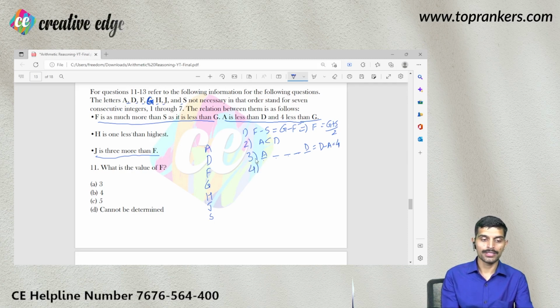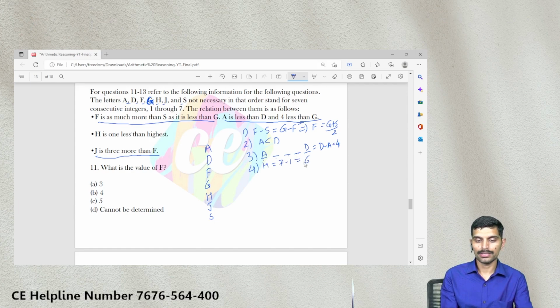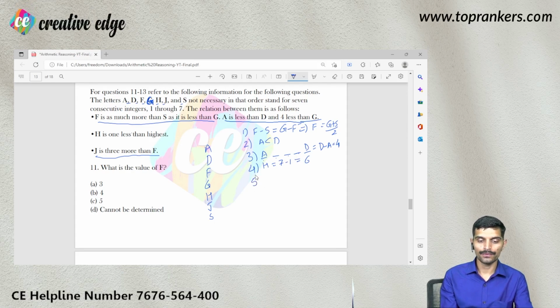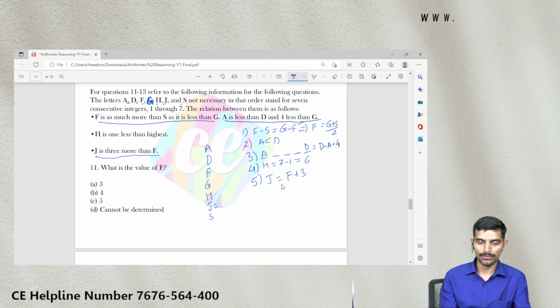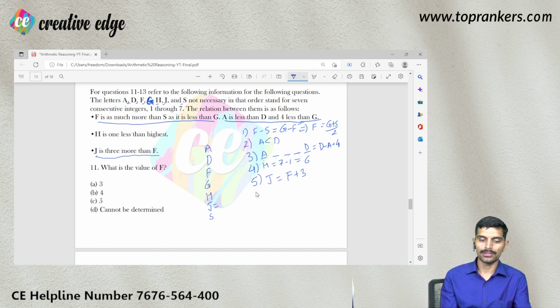Fourth, H is 1 less than the highest. So the highest is equal to 7, so H is equal to 6. And the fifth one is J is 3 more than F, so J is equal to F plus 3. Right. So the minimum value for J has to be, if F is at 1, J is at 4. So the minimum value of J is 4. So J can have 4, 5, 7. H is already at 6, right?